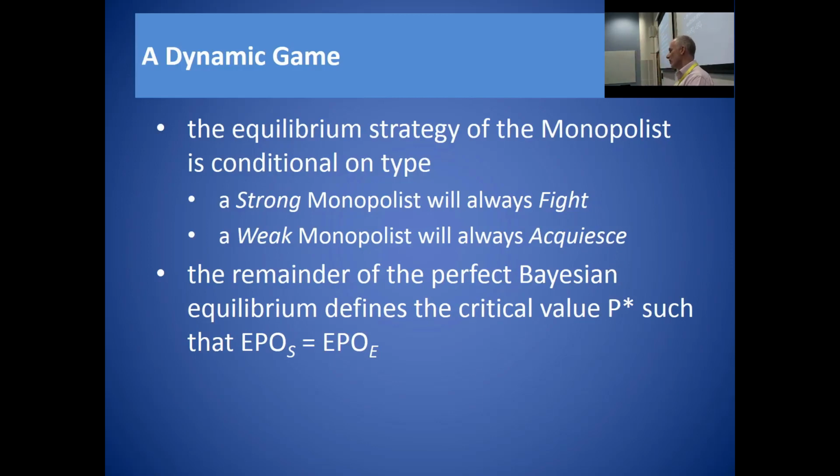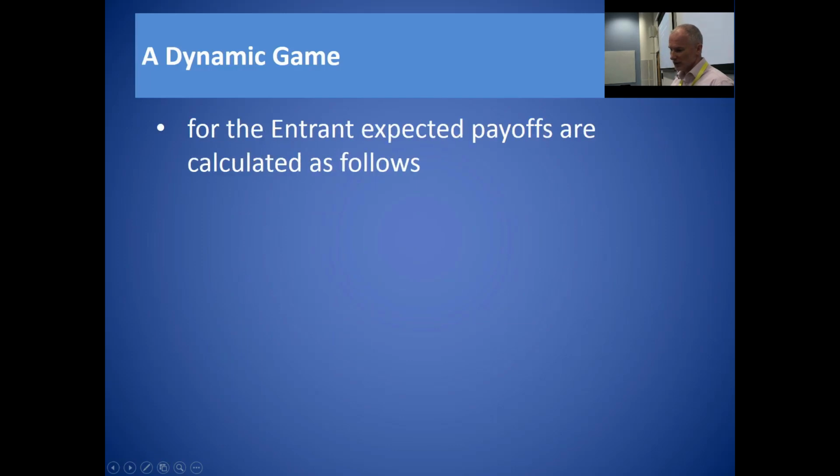And the remainder of identifying this subgame perfect, or this perfect Bayesian Nash equilibrium, is just finding that crucial probability of P star, such that the expected payoff of staying out of the market for the entrant is exactly equal to the expected payoff of entry. And that's all we need to do for this final part. Identify that crucial probability. So, how do we find those expected payoffs?